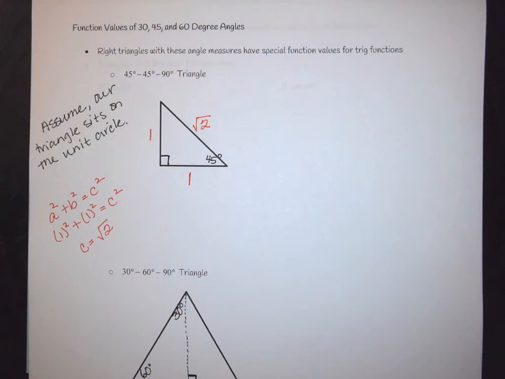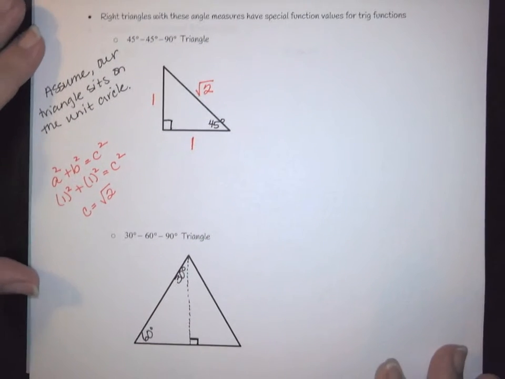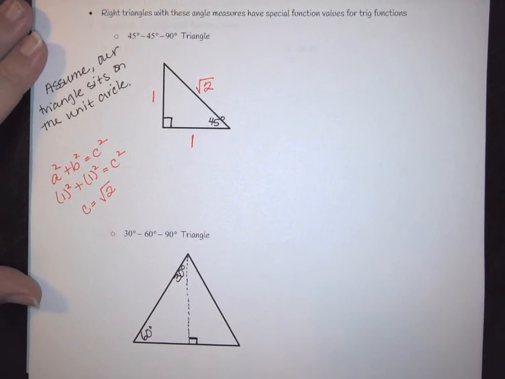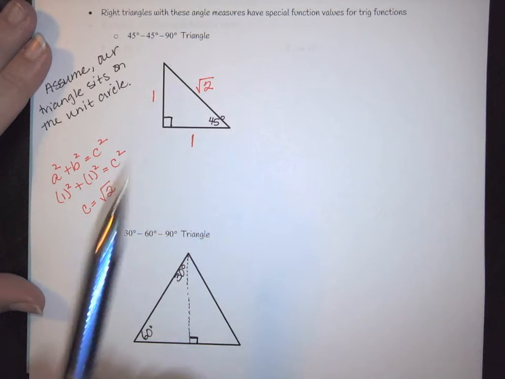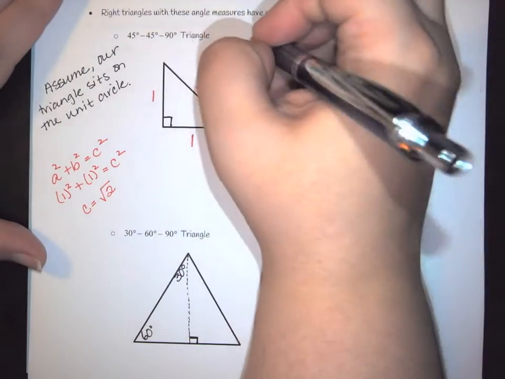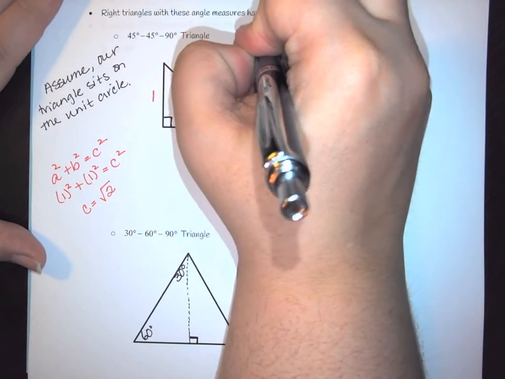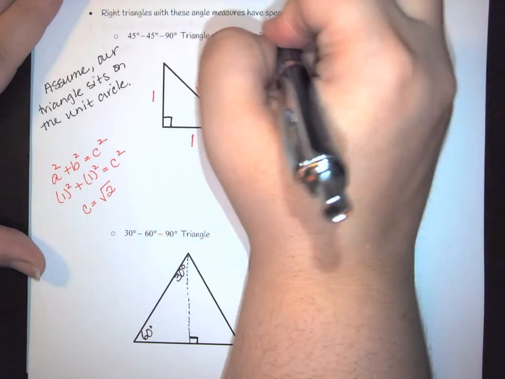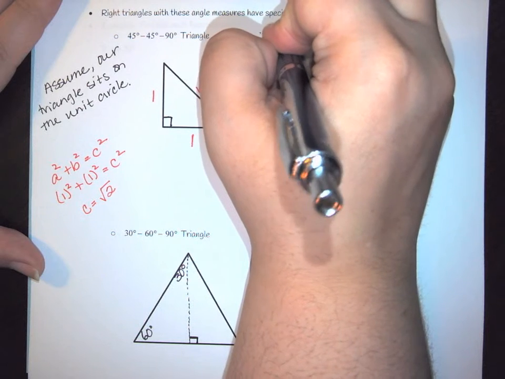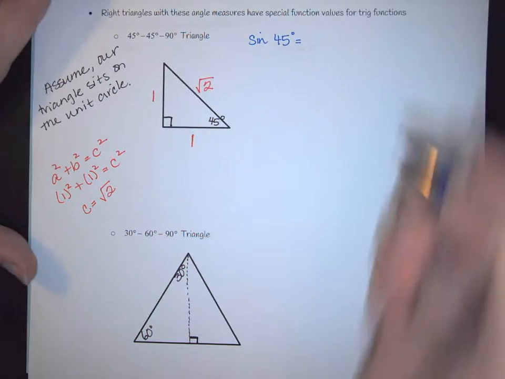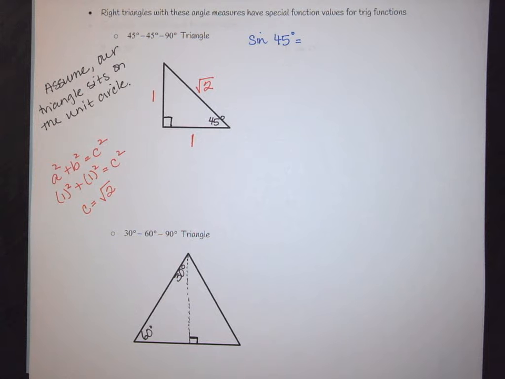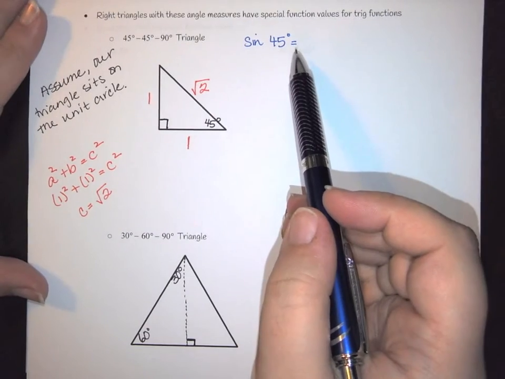Now the reason for making this assumption is because we can now identify our trig functions a lot easier than if we assumed that these values were something different. We can start with the sine, and we're going to look at the sine of 45 degrees. So in this case, we're not just looking at the sine of theta, we're actually giving a degree measure to it.